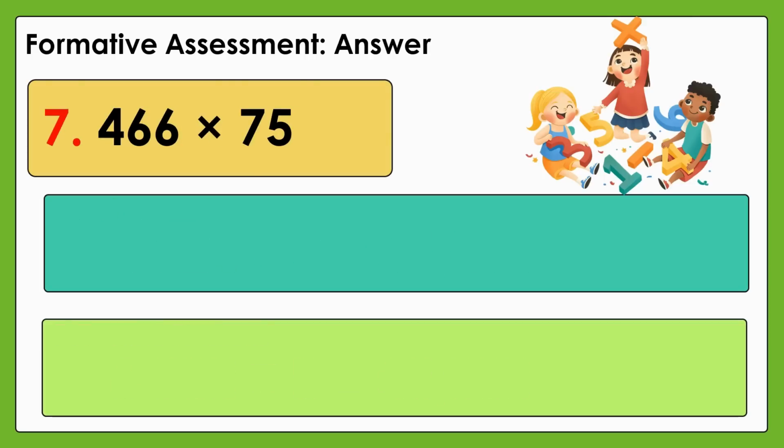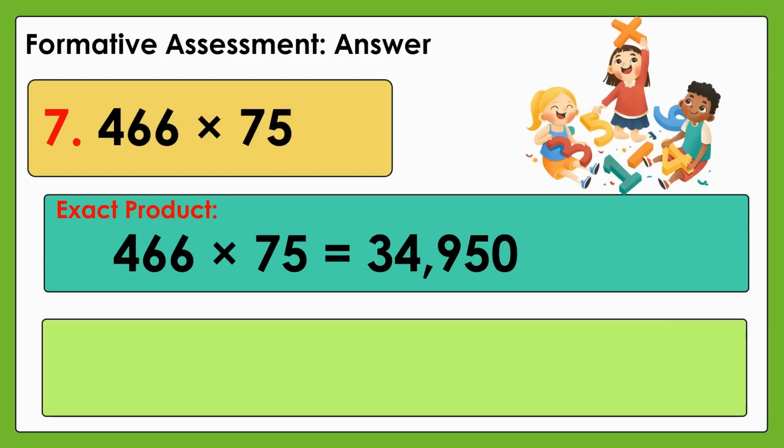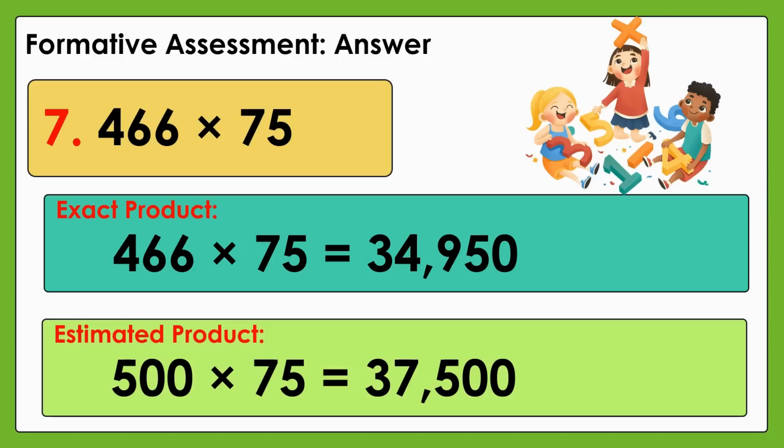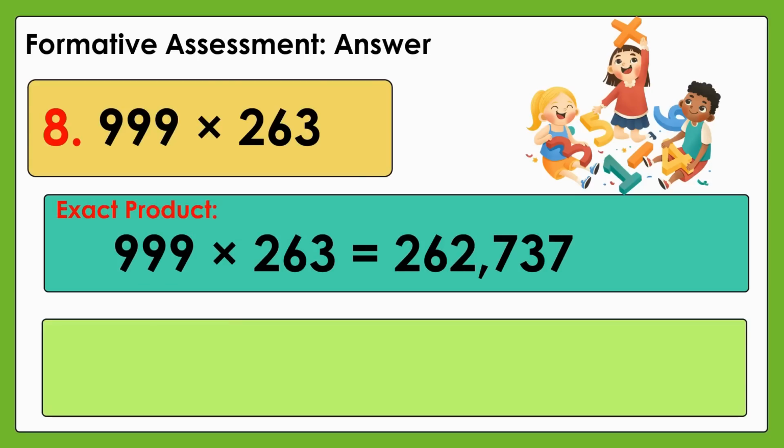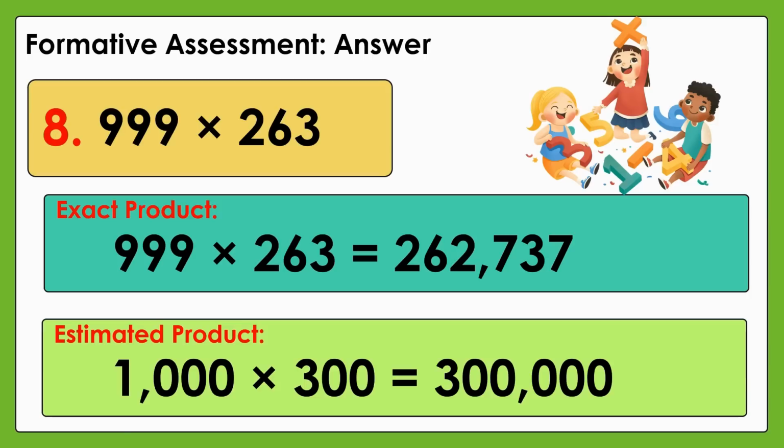Number 7, 466 times 75. Exact product, 34,950. Estimated product, 37,500. Number 8, 999 times 263. Exact product, 262,737. Estimated product, 300,000.